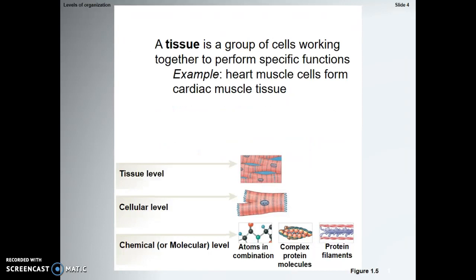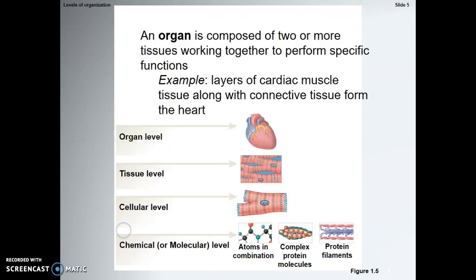Tissues are groups of cells working together to perform a specific function. So the heart muscles form cardiac muscle tissue. But the next level, the organ: the heart is an organ, but it is composed of a variety of tissues. It is composed of muscle tissue, connective tissue, and epithelial tissue. So an organ is composed of two or more tissues working together to perform a specific function.